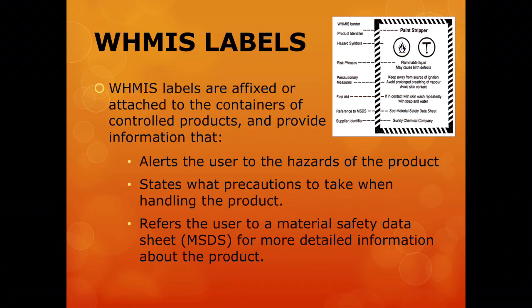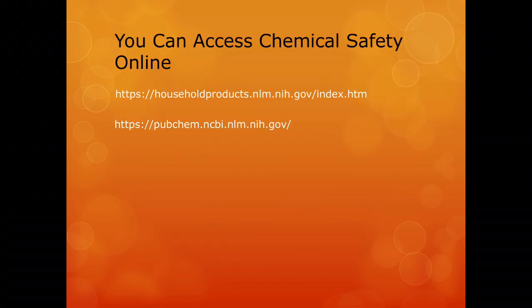WHMIS labels are attached to the containers of the controlled products and provide the information that we just went through. So again, they alert the user to the hazards of the product, state what precautions to take when handling the product, and refer the user to the material safety data sheet, also known as MSDS, for more detailed information. You can access chemical safety information online through these two links below.